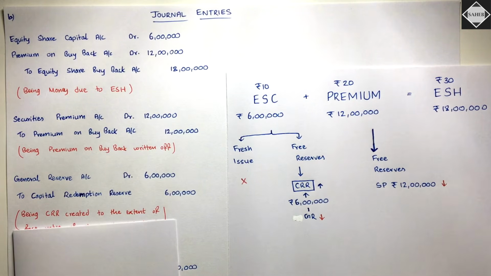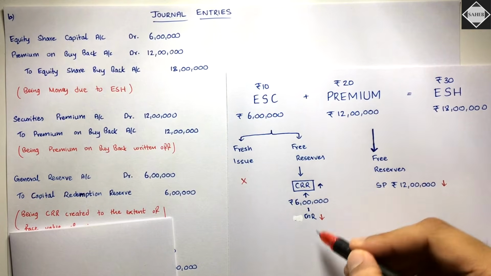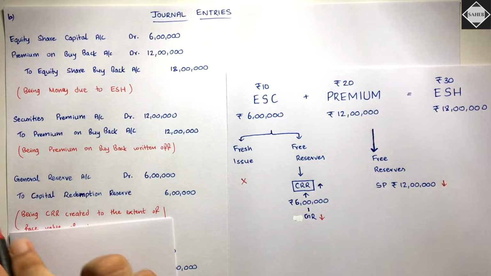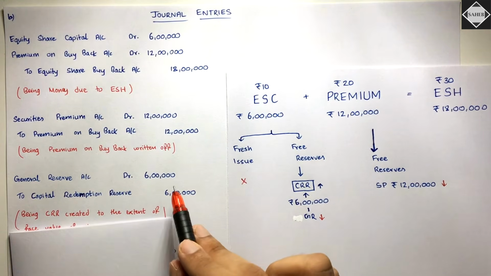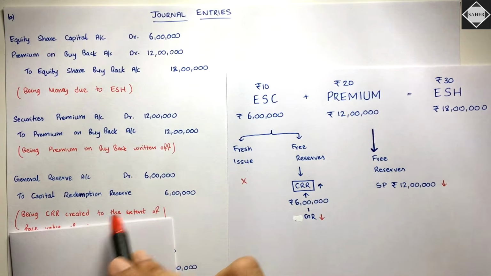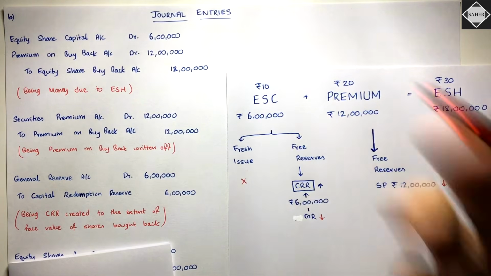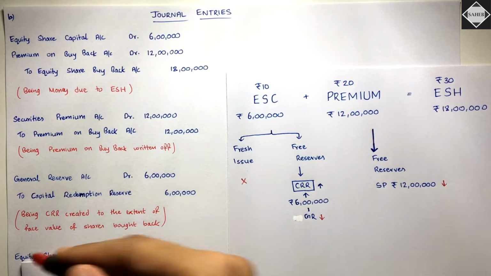And then the next entry is creation of CRR. How did you create the CRR? You utilized the general reserve. You reduce the general reserve by 6 lakh and created a CRR of 6 lakh. Both are reserves, both have credit balance. General reserve is being reduced, that means you have to debit that, 6 lakh is debited. Capital redemption reserve also has a credit balance. You are creating that, it's increasing, so you'll have to credit that. Simple as that. Being CRR created to the extent of face value of the shares bought back. This is face value now. You are replacing the capital. Fine, so that's the narration.